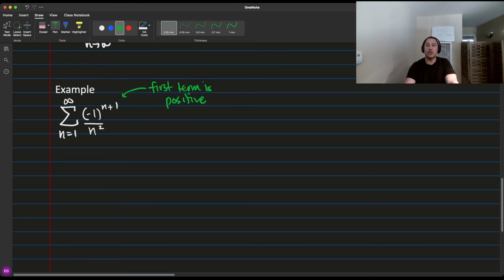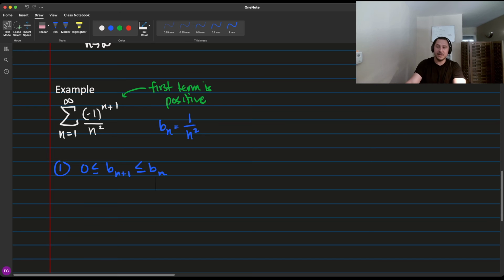Okay, so what is your bn? Your bn in this case is everything but the (-1)^(n+1). That's 1 over n squared. So this is what you need to analyze. Your sequence is 1 over n squared. So you need to check, condition 1 is, are all of the terms positive, and is bn+1 always less than bn? Well, looking at 1 over n squared, we know that those are always positive. The bn's are always greater than 0, because you take some number n from 1 to infinity, square it, and do 1 over that. That's definitely going to be positive.